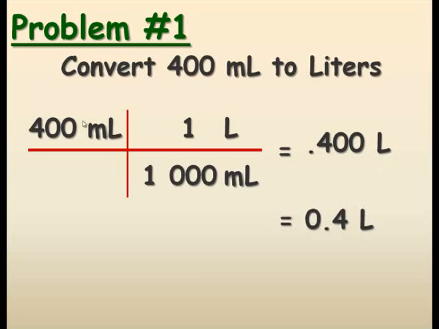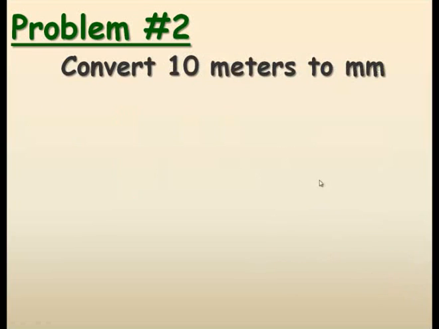That's what my calculator might say, but because I've got 1 sig fig here, I'm going to have 1 sig fig here. So it's 0.4 liters. Or I can put it in scientific notation. It's 4 times 10 to the minus 1 liters.